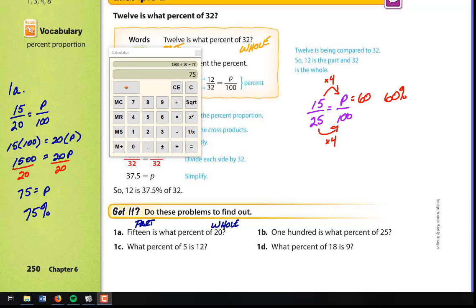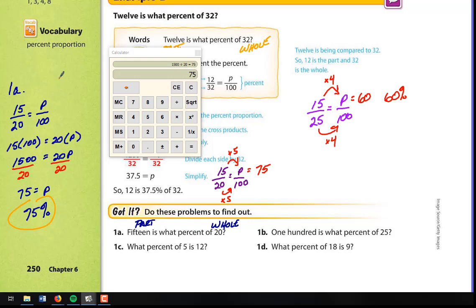Now you might have done that one differently. You might have done that one by setting up, and let's do that really quickly. You might have set that one up this way. 15 to 20 equals P to 100. 20 times 5 makes 100. So as long as we multiply 15 times 5, we will get the same answer, and 15 times 5 is in fact 75. So whichever way we do it, the answer to 1A is 75%.